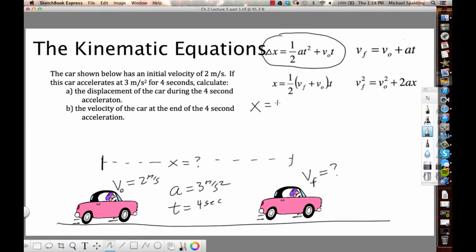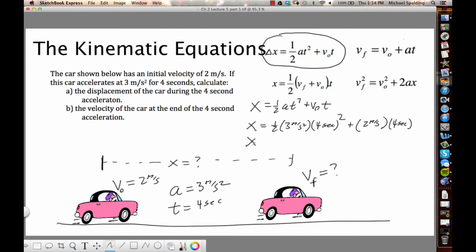So we go x equals 1/2 at squared plus v initial t, and then you plug in the numbers. 1/2, the acceleration is 3 meters per second squared, for a time of 4 seconds. Make sure you square the time. And then v initial was 2 meters per second, times the time, 4. When you punch this into your calculator, you get 32 meters.